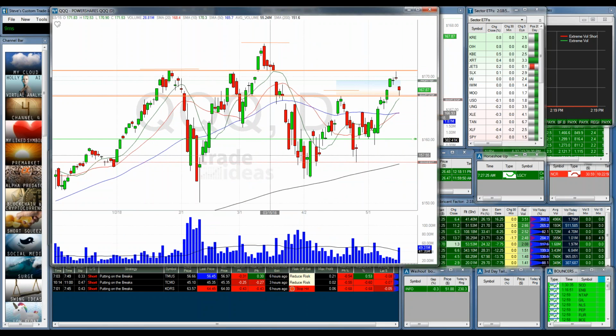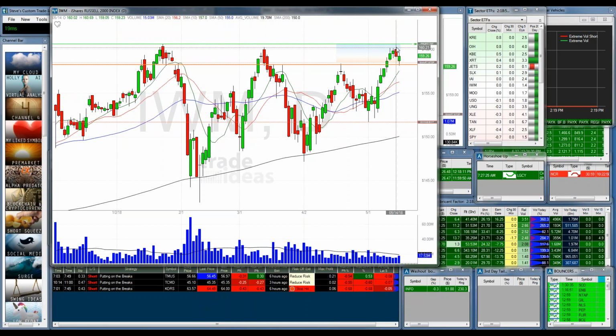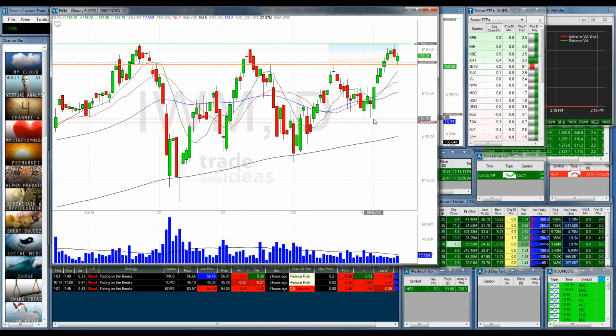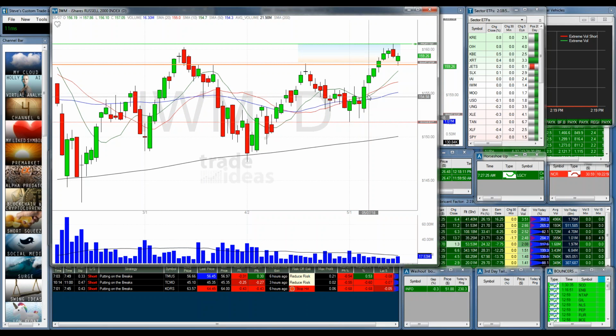The IWM did something really interesting yesterday. The Russell 2000 spent about 30 seconds in all-time high land before the sellers said, oh, that's an opportunity to sell. And rightfully so. Same thing happened over here. 7 or 8 days of long protruded movement up.